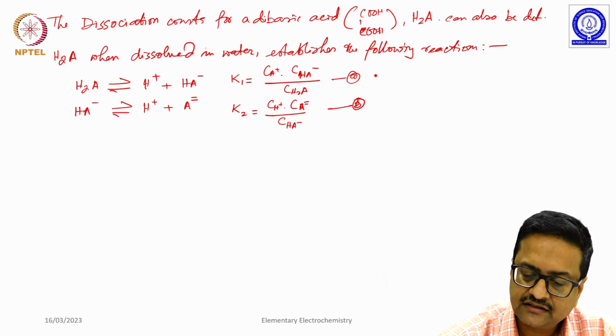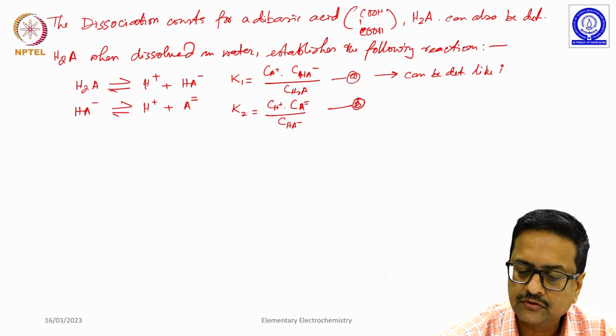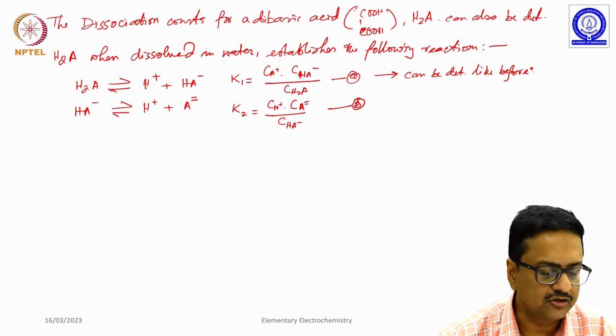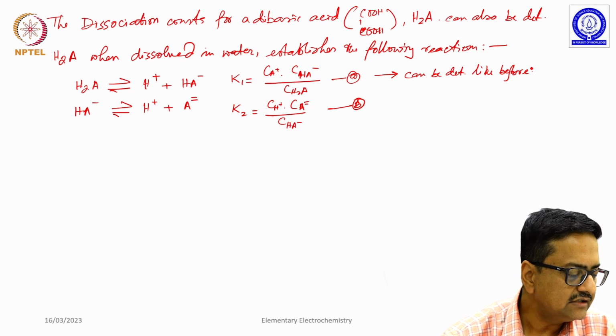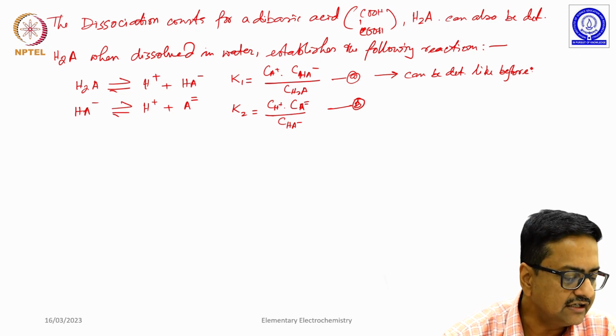So, this Ka can be determined like before, right, using the method described for monobasic acid, but then for K2 we need to use a slightly different method.